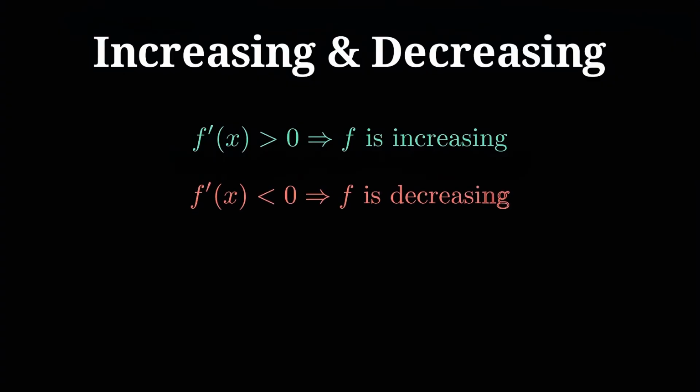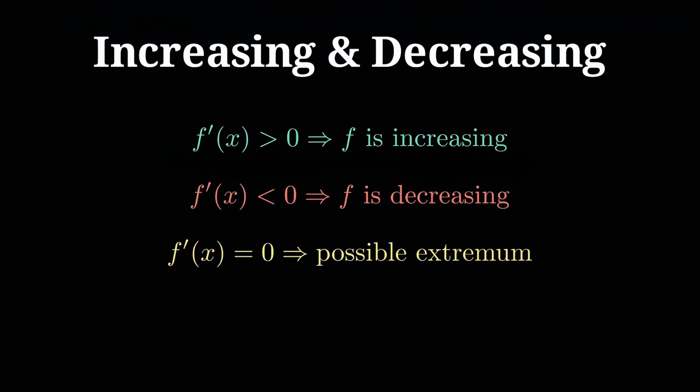The derivative tells us where a function is increasing or decreasing. If f prime of x is greater than 0 on an interval, then f is increasing there. If f prime is less than 0, f is decreasing. If f prime equals 0, the function has a horizontal tangent. It might be at a peak, a valley, or just a flat point. This is the first step in analyzing the shape of any function.